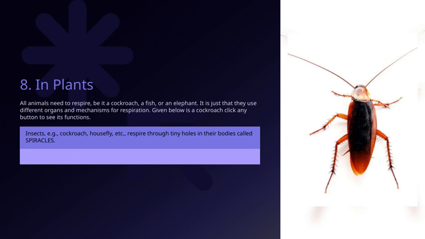And this concept of respiration isn't limited to animals only. Even plants have their own way of exchanging gases with their environment. All animals, whether it's a cockroach, a fish, or an elephant, need to breathe to survive. The key difference lies in the organs and mechanisms they use. Some may have lungs, others gills, and insects like cockroaches rely on spiracles. In our overall discussion on respiration, understanding these different methods highlights how diverse and specialized life forms are in their ways of obtaining oxygen. Now, as we move forward, let's click on the next button to see how a cockroach's respiratory system functions in detail.